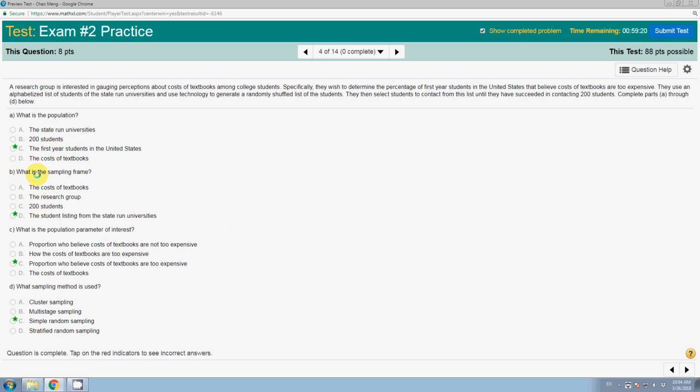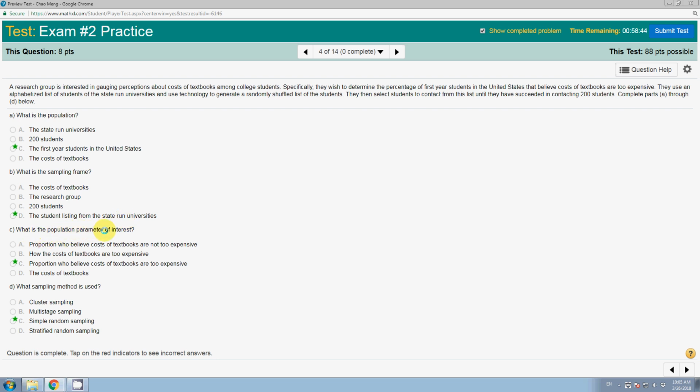And B, what's the sampling frame? When you see the sampling frame, you need to imagine there should be a list of the individuals, or the names, the list of the names of the students in this case. Do we have something like this? If we continue to read, they do have a list of the students of the state-run universities. So for question B, the correct answer is the student listing from the state-run universities. That's the sampling frame.